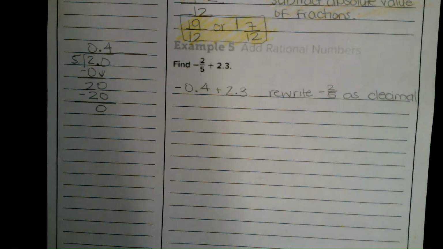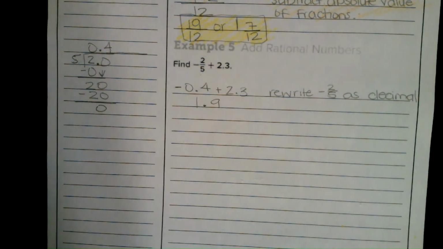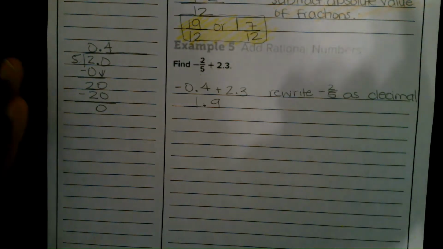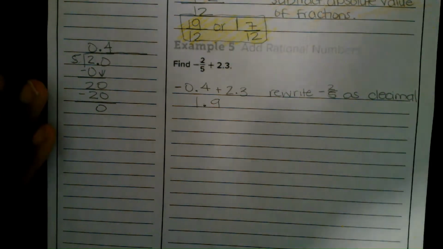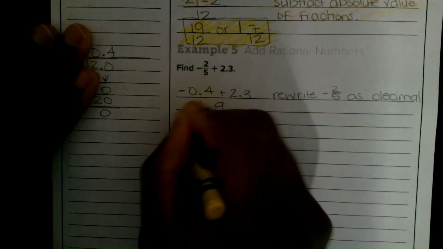So 2/3 minus 4/10 is 1 9/10. The absolute value of negative 4/10 is 4/10, and the absolute value of 2/3 is 2/3. The absolute value of 2/3 is greater than the absolute value of negative 4/10, which means my sum is going to be positive. You can write it here as 1 9/10. That's going to be how you do this as a decimal.